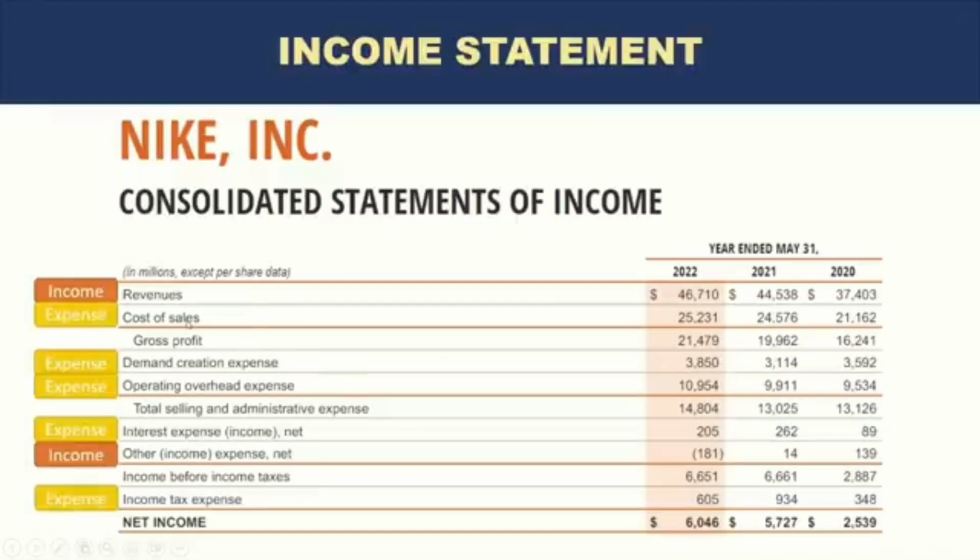So cost of sales, so cost of the products that Nike sells, plus any demand creation expenses, operating expenses. Operating is really the business expenses to run the business, interest expense, and then tax expense. All of them are expenses. And finally, you have net income, which is a difference of income and expenses. Income minus expenses is your net income. So for the year end date, so for the 12-month period ending May 31st, 2022, Nike had a net income of 6 billion roughly.